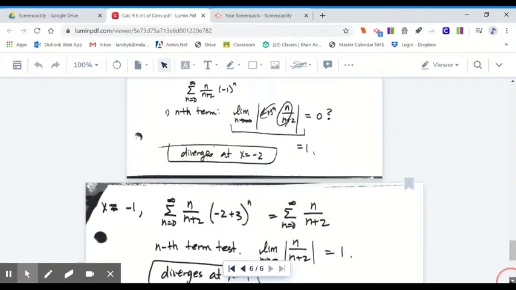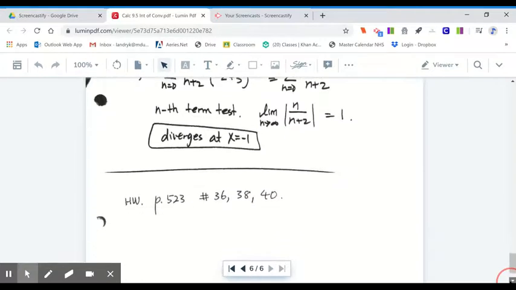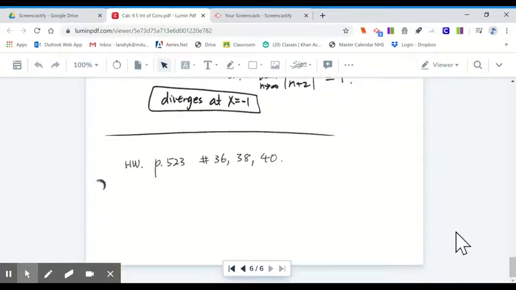And when you're done with those, you can do these 3 problems, 36, 38, and 40 for homework. And I will post the solutions to these problems as a separate attachment. Congratulations, now you're done with chapter 9.